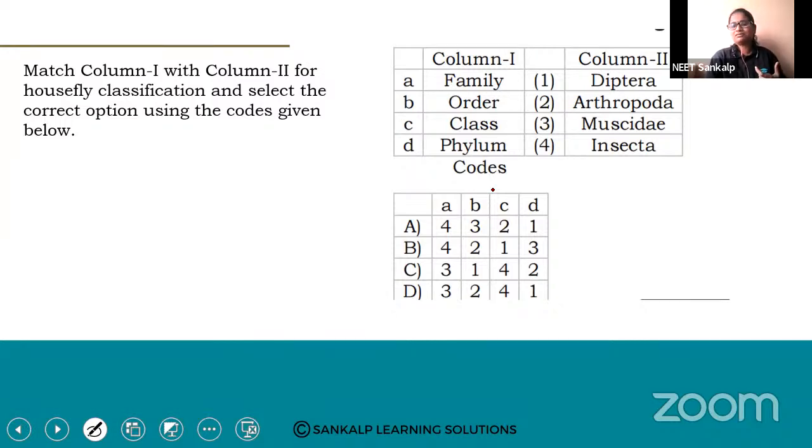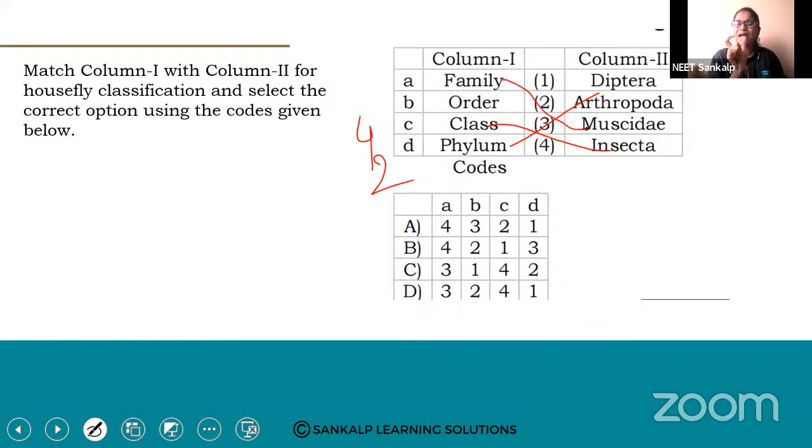So since it is an insect, the phylum is Arthropoda, then class Insecta. Phylum Arthropoda, then class Insecta. So C is 4 here, then D is 2. 4, 2, which option is that? Option C. Next, A is 3, family Muscidae.